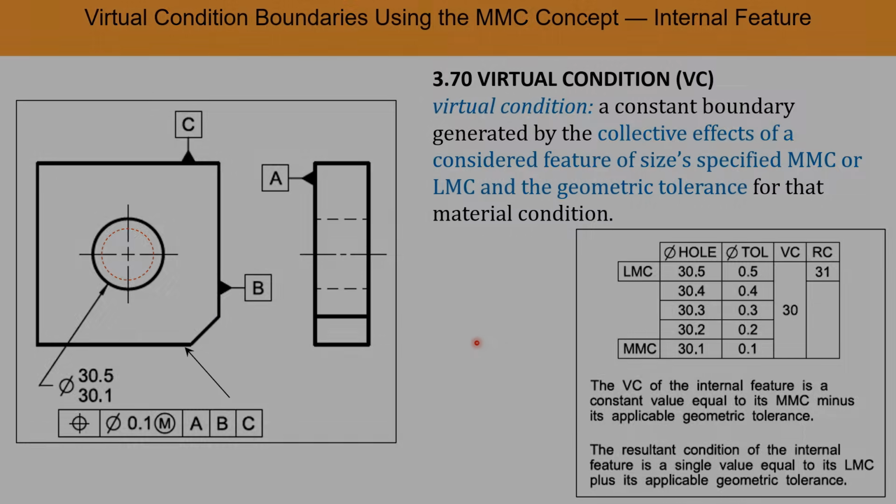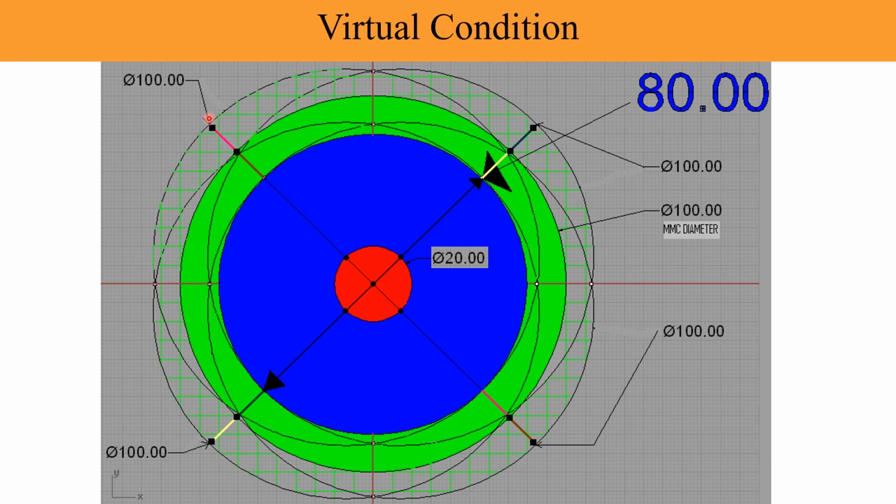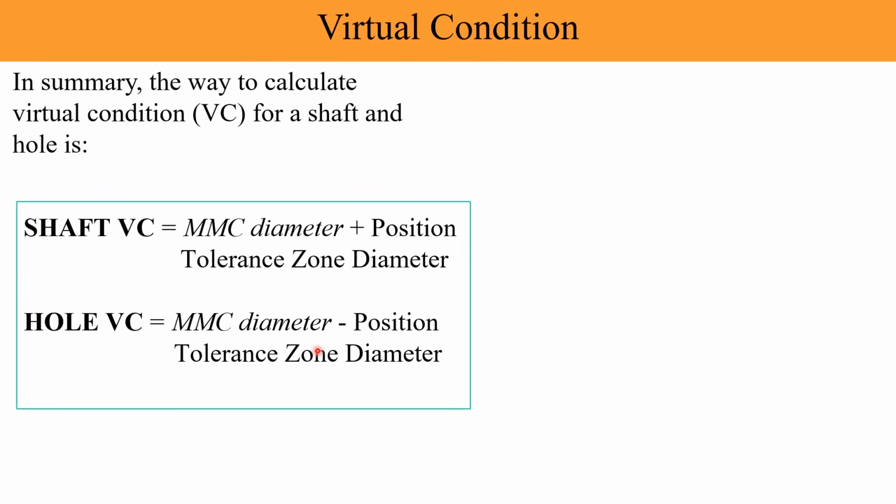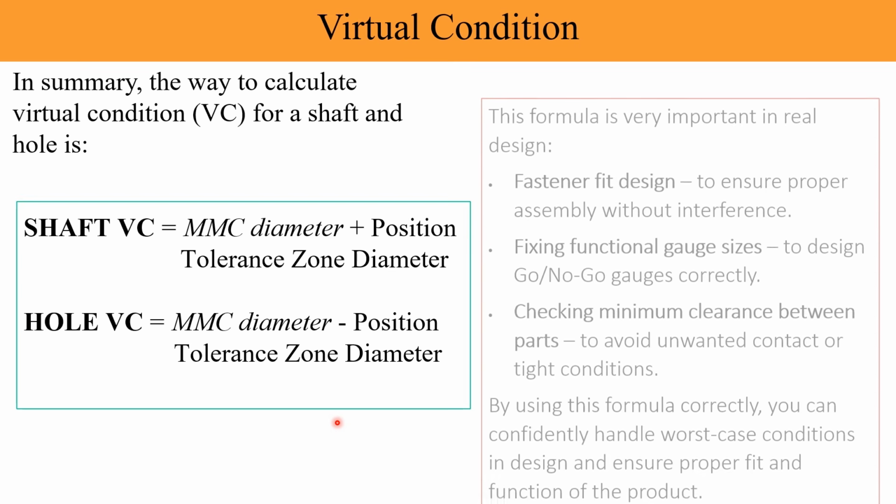This is the summary view of a CAD model. In this picture, we can clearly see how the hole behaves at MMC and how the position tolerance affects its boundary. The combined effect of size and positional variation creates a constant worst case boundary which we call the virtual condition. So, please remember this formula and apply it directly in the practical applications we studied.